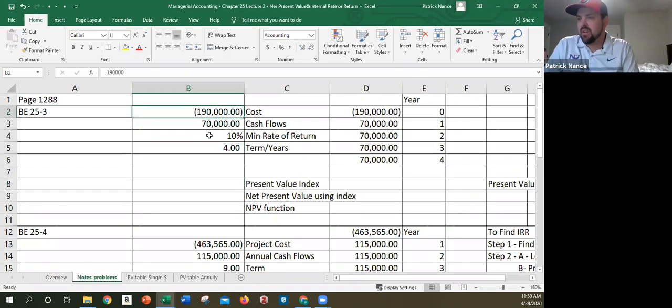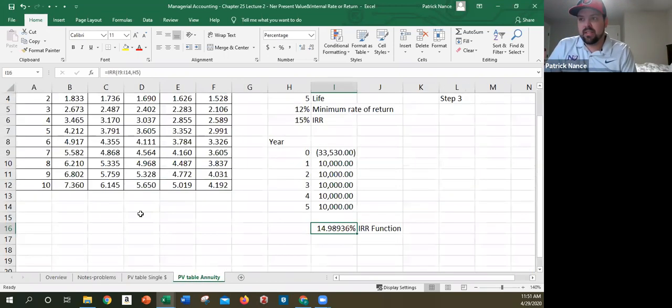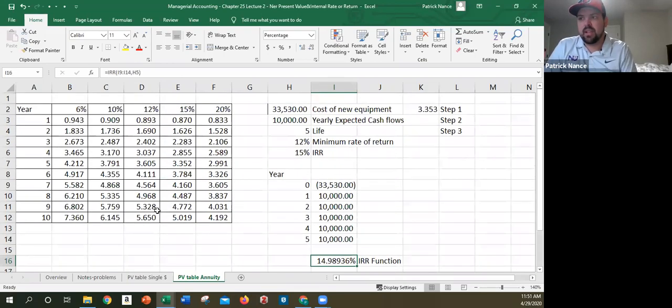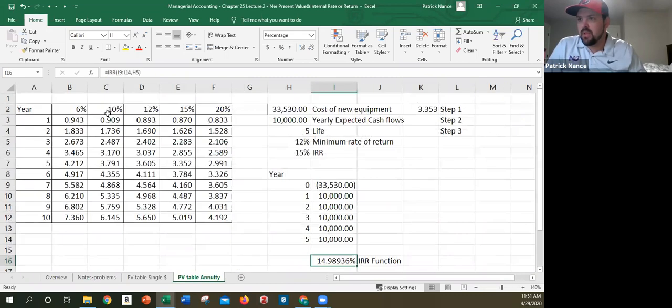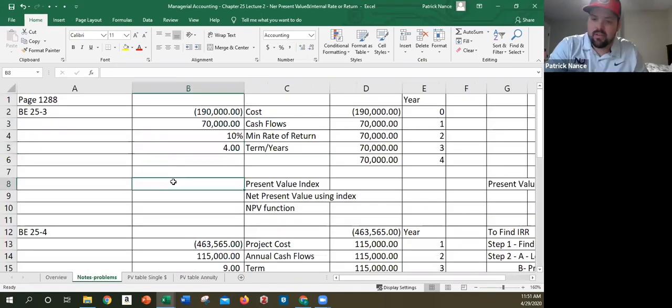We have a cost of $190,000, we have a $70,000 inflow. We have a 10% minimum rate of return and 4 years. So I need to use the present value of annuity table, and I know that because I have equal cash flows over a given time frame. So my present value index is going to come from Exhibit 5, but in that case for us that's the annuity table. And my rate is 10% in 4 years. So 10%, we come down to 4 years, so 3.17. I said rounded to 2 decimals, so that's my present value index.